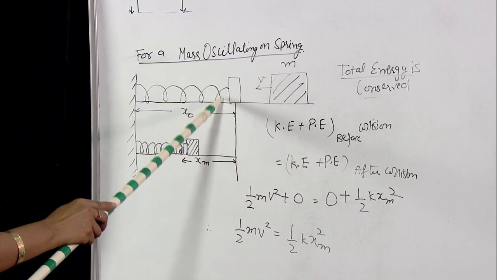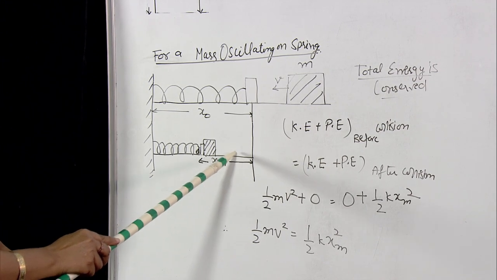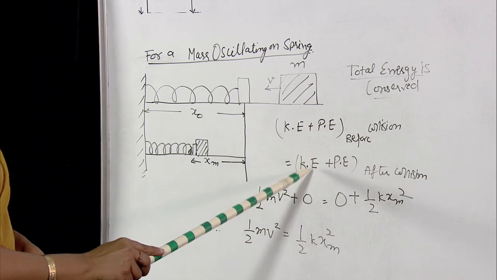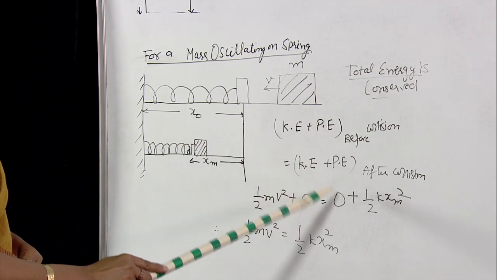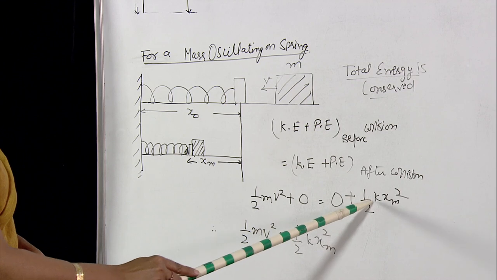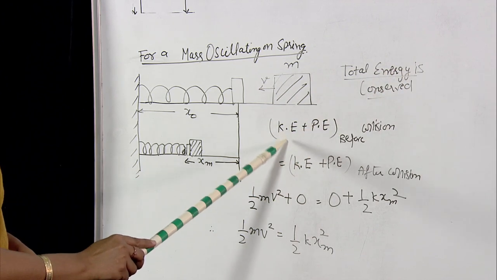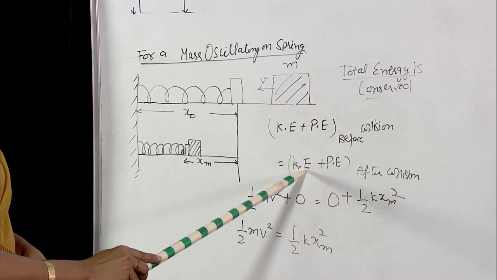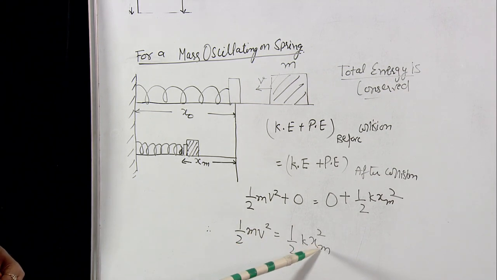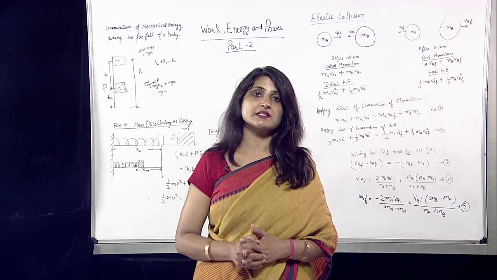But when this mass strikes the spring, it compresses it to the maximum limit, that is xm. In this case, again we have a total energy as a sum of kinetic energy plus potential energy after the collision. Here, this mass has come to rest, therefore we have kinetic energy equal to zero, and potential energy is maximum for a spring, that is given by half kxm square. So, according to the law that total energy is conserved, kinetic energy plus potential energy before collision is equal to kinetic energy plus potential energy after collision. In net result, we have half mv square equal to half kxm square. So this is another example of conservation of mechanical energy for a mass oscillating on a spring.